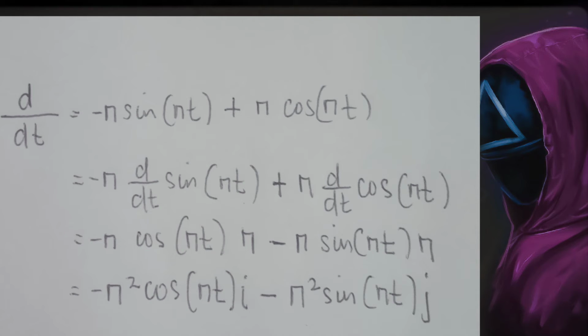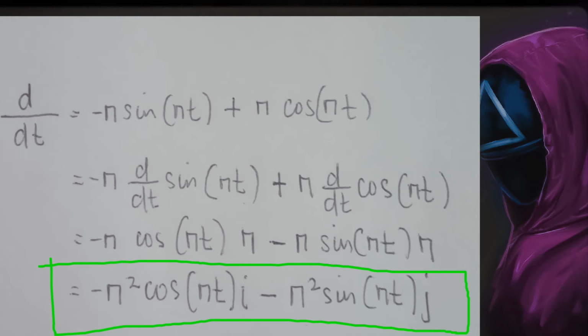After that, negative pi and pi multiply, and it becomes negative pi squared cosine pi t with vector value i, minus negative pi squared sine pi t with vector value j. That is the answer for the second derivative.